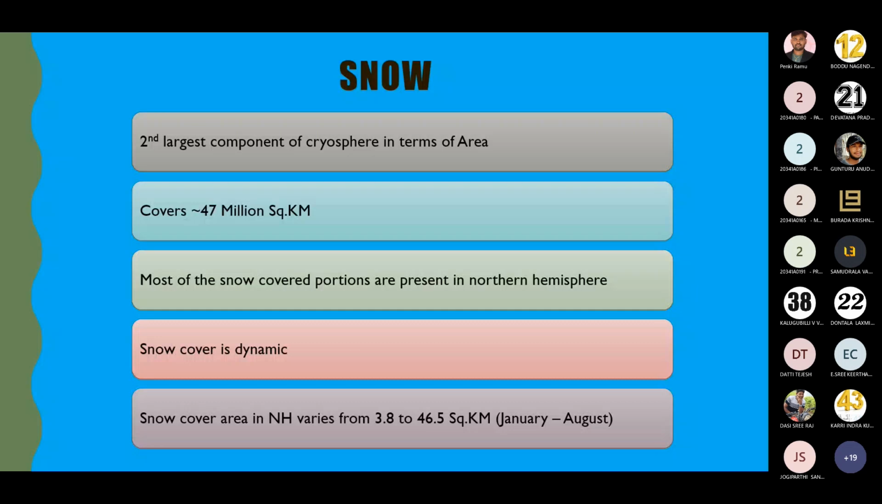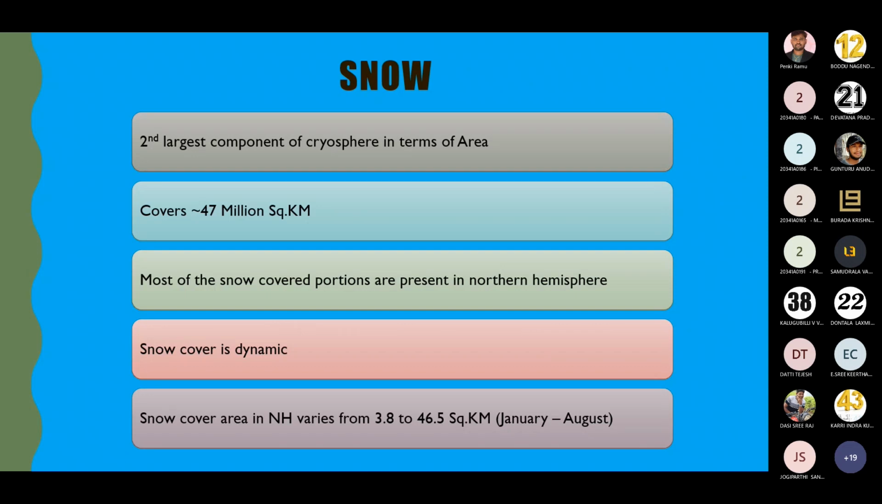Snow cover over the northern hemisphere varies from 3.8 million square kilometers to 46.5 million square kilometers from January to August. When the summer is there, the area covered by snow will fall to 3.8 million square kilometers. And when the winter is at its peak, the area covered by snow will increase up to 46.5 million square kilometers. So this is not square kilometers, it is million square kilometers.